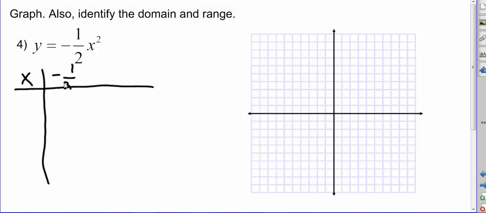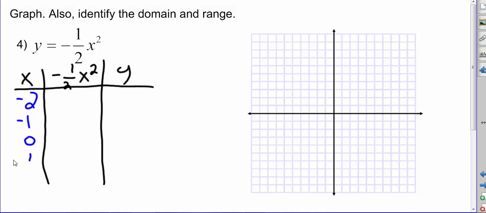And we're going to plot some points on our graph. Y value. And I'm going to change color. That way we can see it a little better. Let's go ahead and use some of those similar points that we've used in the past. -2, -1, 0, 1, and 2.